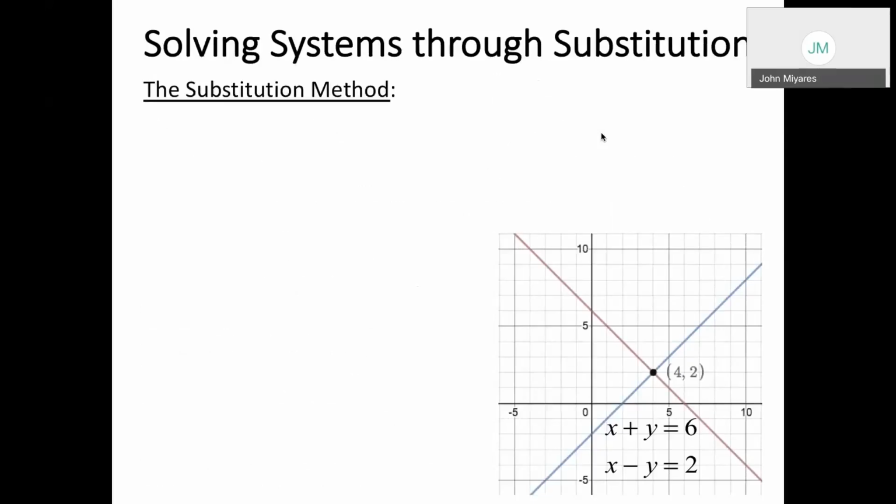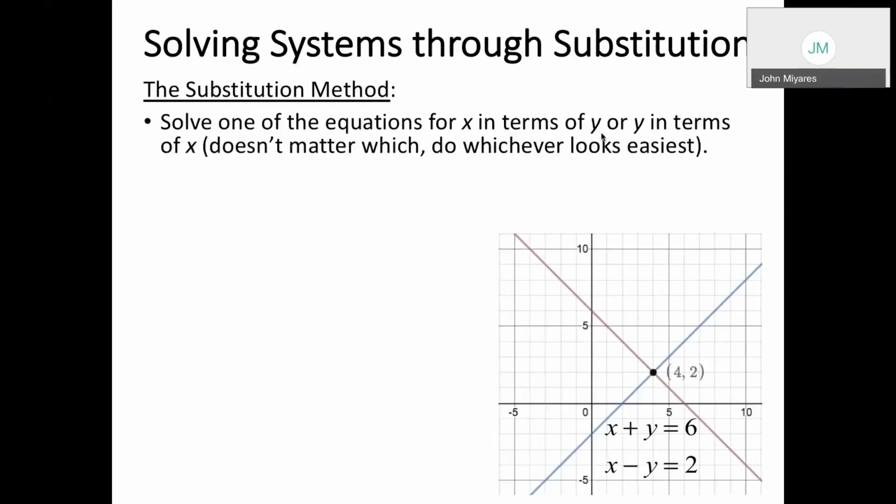The second approach is something called the substitution method. In this approach, you first want to solve one of the given equations for either x in terms of y or y in terms of x, whichever seems easiest. So suppose we start with the equation x plus y equals 6. We could turn this into y equals 6 minus x, or we could turn it into x equals 6 minus y. It doesn't really matter which.